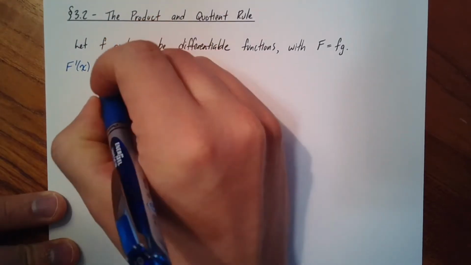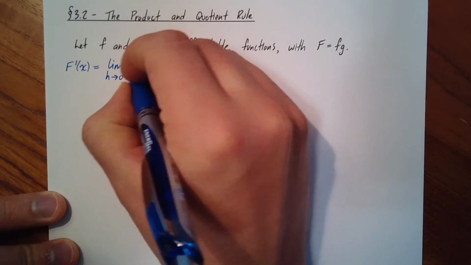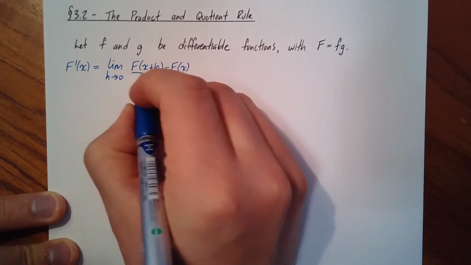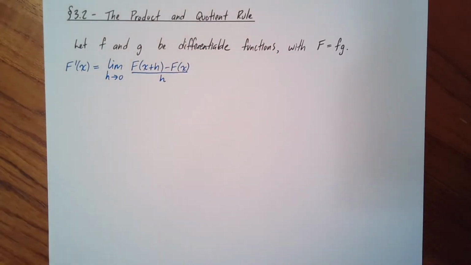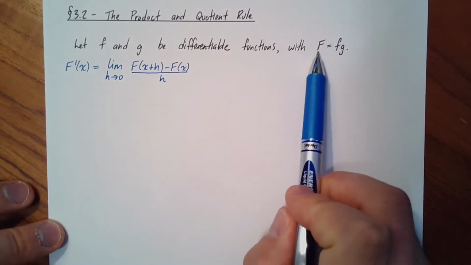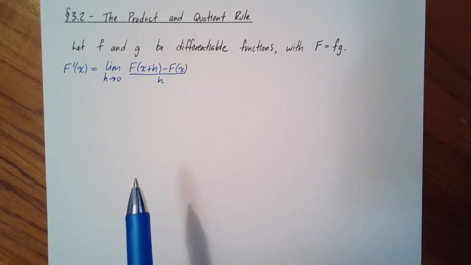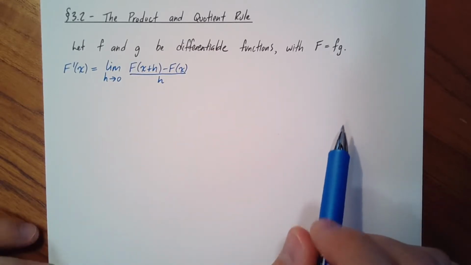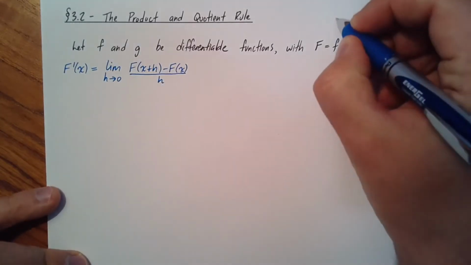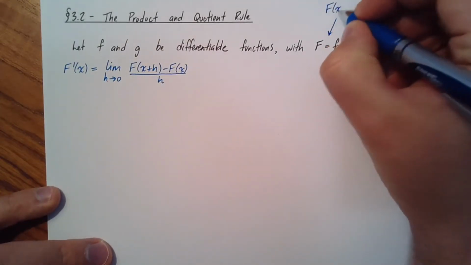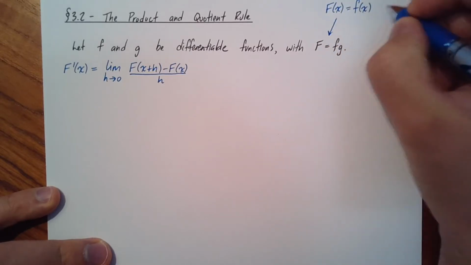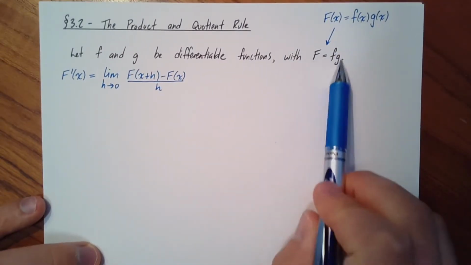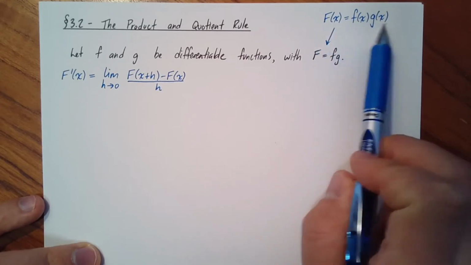So we're going to have the limit as h goes to 0 of capital F of x plus h minus capital F of x, all divided by h. So that's just applying the limit definition of the derivative for the function capital F. But now let's use the fact that we have a definition for capital F. It's the pointwise product of little f and little g. So really what this means is that capital F of x is equal to little f of x times little g of x. That's what it means to define a product, or to write down a product like this. It means that this is how your capital F function is defined.